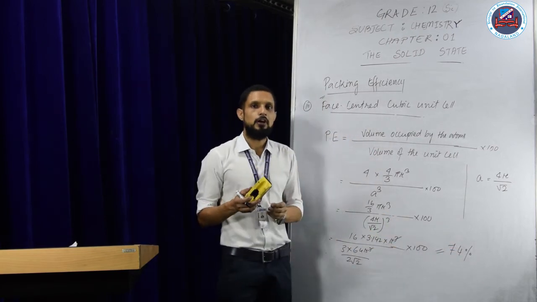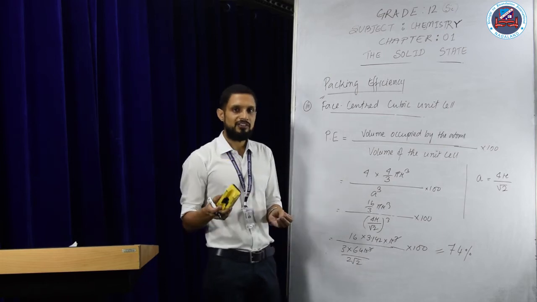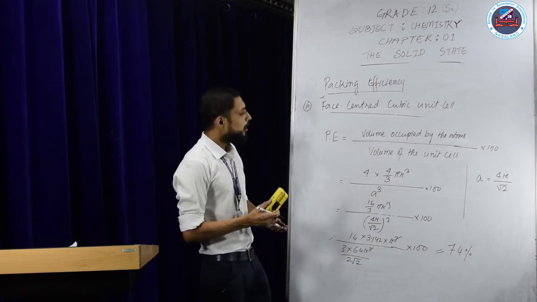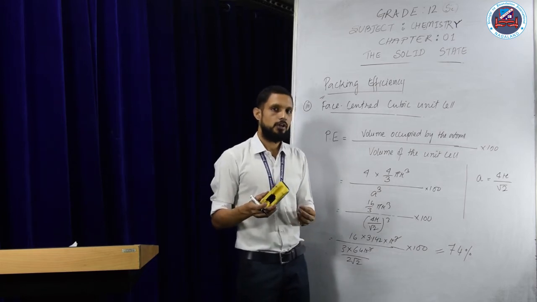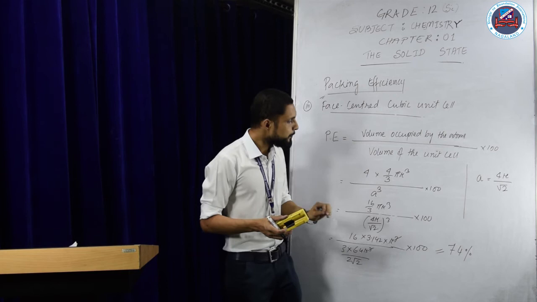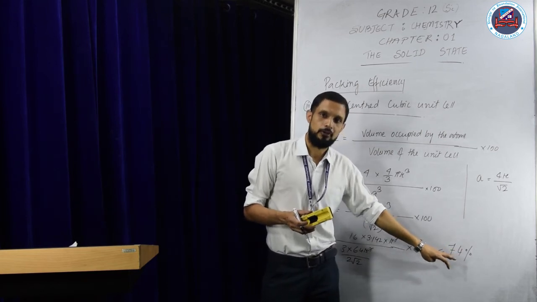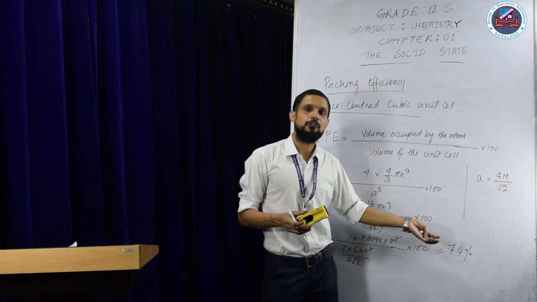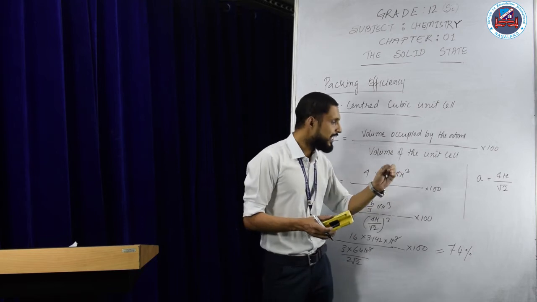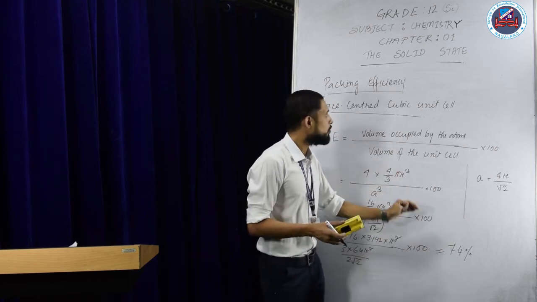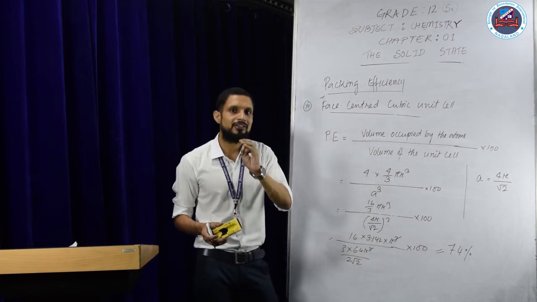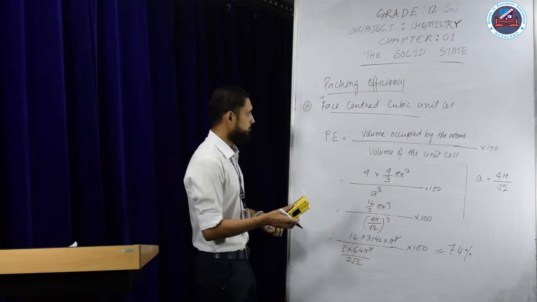Now if you compare simple cubic unit cell, body-centered cubic unit cell, and face-centered cubic unit cell, you'll find the maximum efficiency is found in face-centered cubic unit cell because the packing efficiency is 74%, which is more than the packing efficiency of body-centered cubic unit cell and simple cubic unit cell. That means we'll have lesser empty space in case of face-centered cubic unit cell if you compare with body-centered cubic unit cell and simple cubic unit cell.